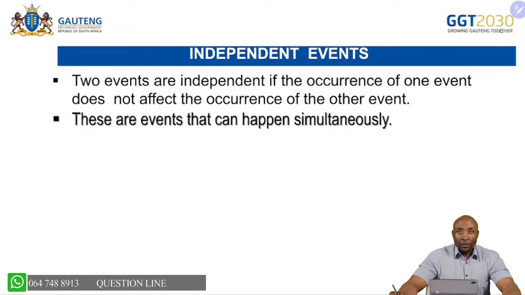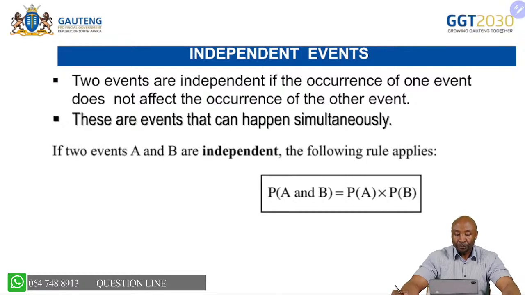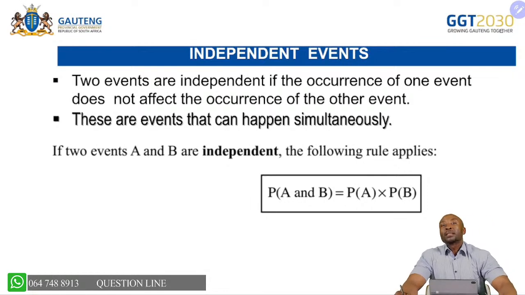We can also toss a coin and roll a dice at the same time. What I get from the coin does not affect what I will get from the dice. Therefore, we say the events are independent. There is no influence. Occurrence of the first outcome does not affect the next outcome. So if we have two events that are independent, we will always say the probability of A and B will be given by the individual probabilities of the outcomes of event A as well as event B.